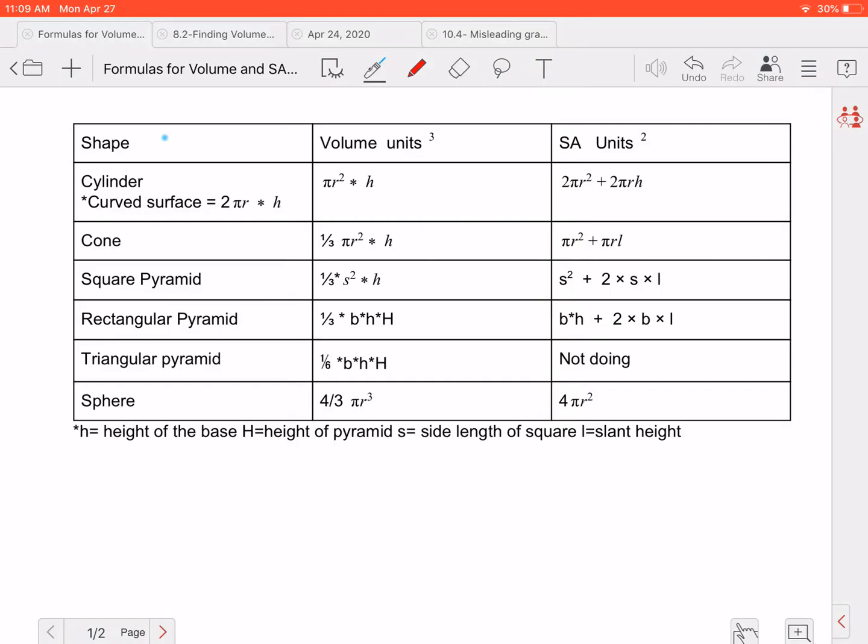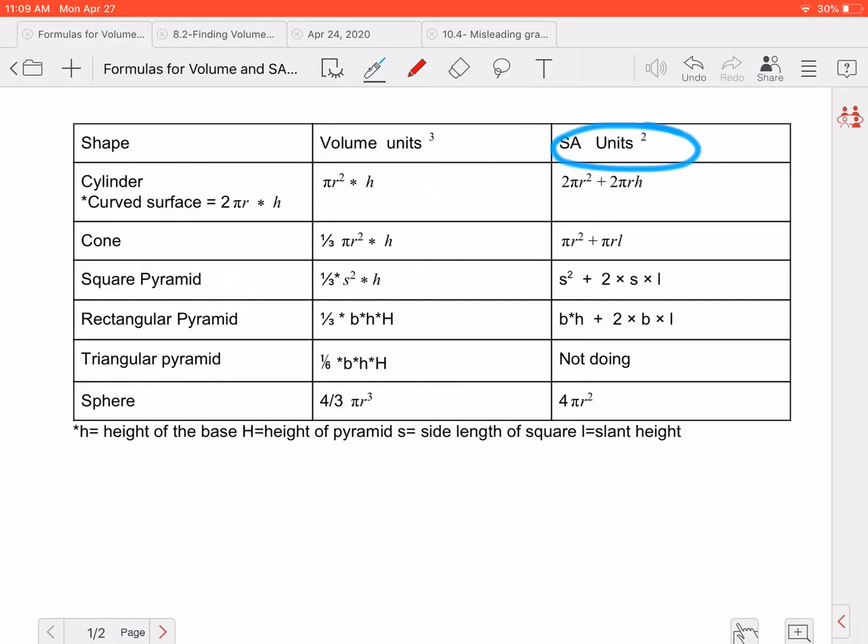If you read here, in the first column we have the shapes. We have a cylinder, a cone, a square pyramid, a rectangular pyramid, a triangular pyramid, and a sphere. Those are the 6 3D shapes that we're going to be focused on. In the next column we have volume, and the volume formula for the cylinder is written here. Cone volume is this, square pyramid is this, and so on.